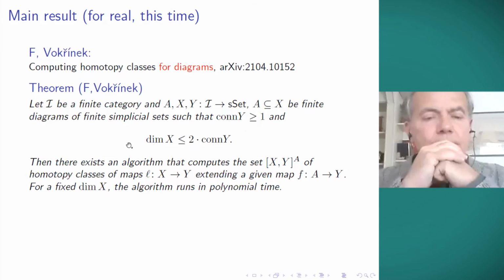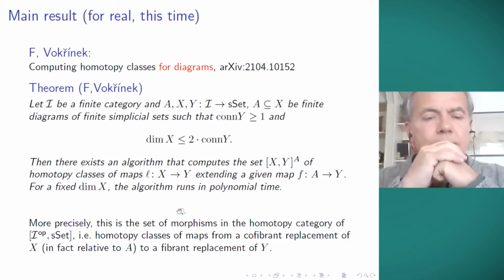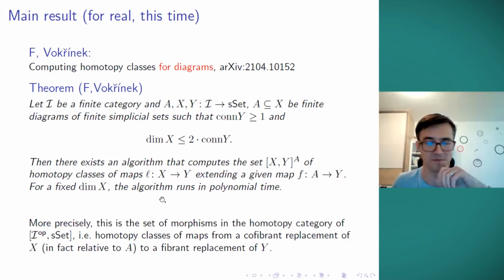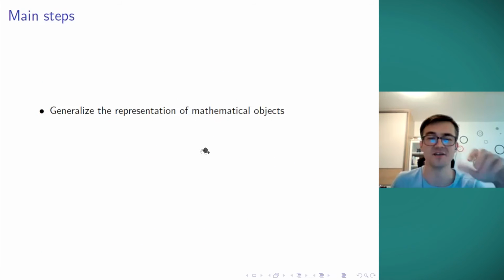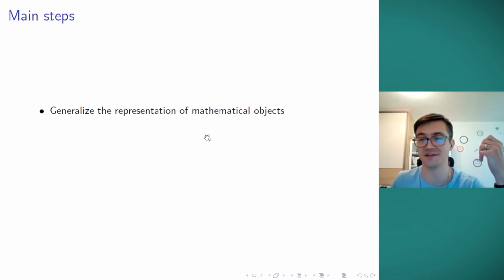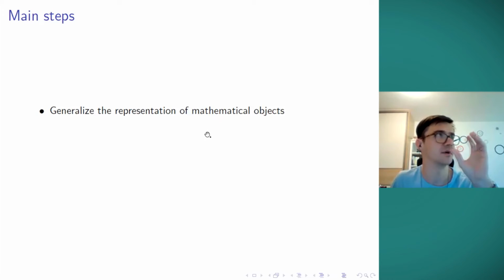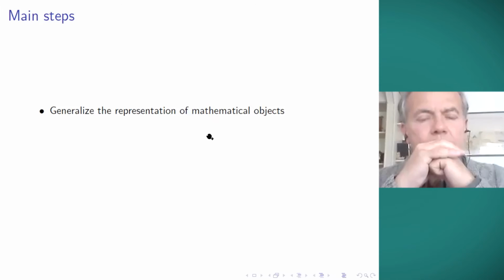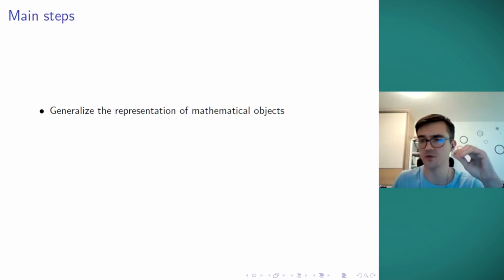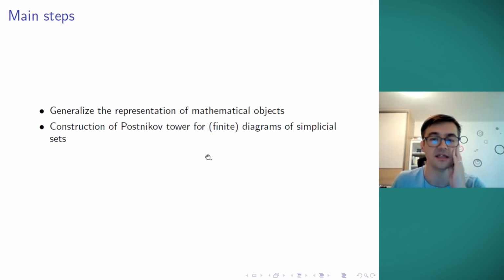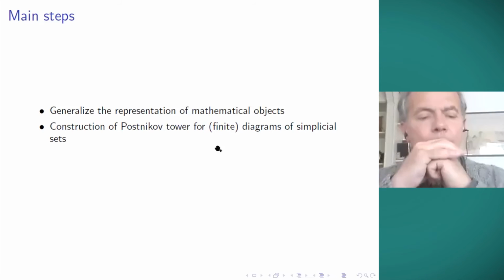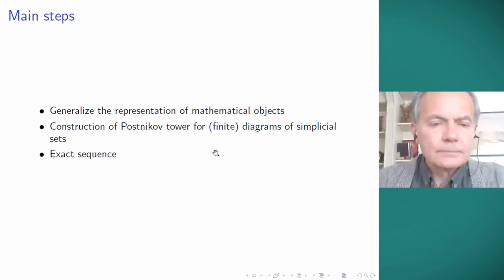Again, how do we do it? We basically generalize everything and try to overcome whatever obstacle comes our way. So we need to generalize the representations, but this is fine. We already had a representation for the objects pointwise, so we just have multiple objects and maps between them. We can deal with this. Then we need to construct the Postnikov tower for these diagrams, and then we need the exact sequence. So this is all there is.